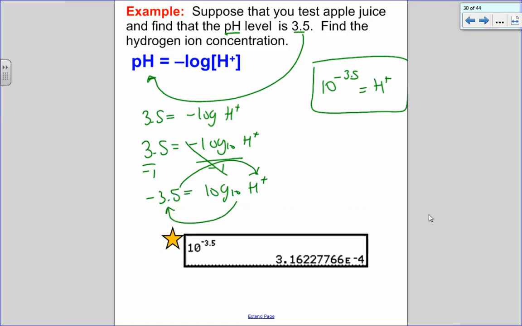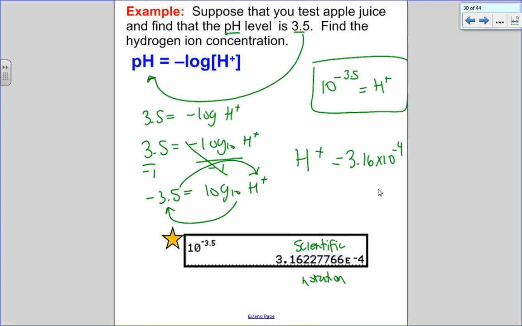Here's my answer. But remember I said hydrogen is written in scientific notation. So I usually write, I don't worry about significant digits. I usually do it to the nearest hundredth. So 3.16 times 10 to the E stands for exponent. So it's to the exponent of -4. So you just need to recognize the way that the calculator puts this in scientific notation. And that's what this is. I know it's in scientific notation because of that E standing for exponent.